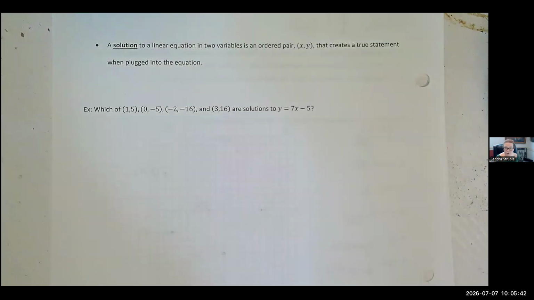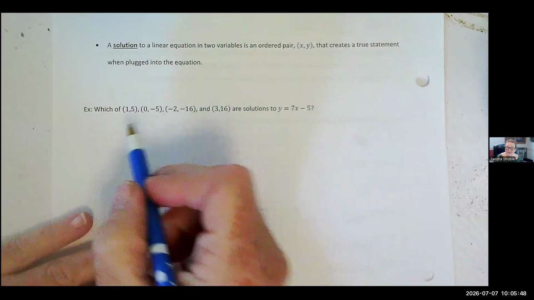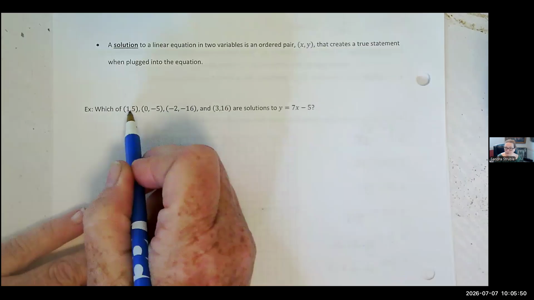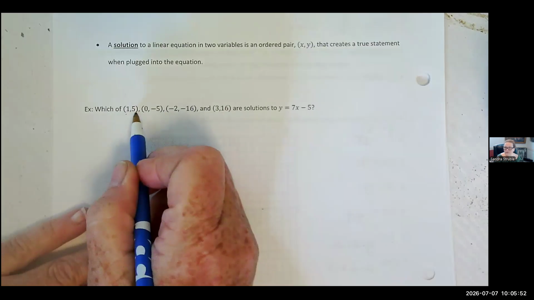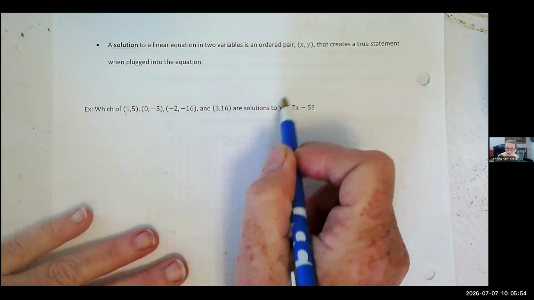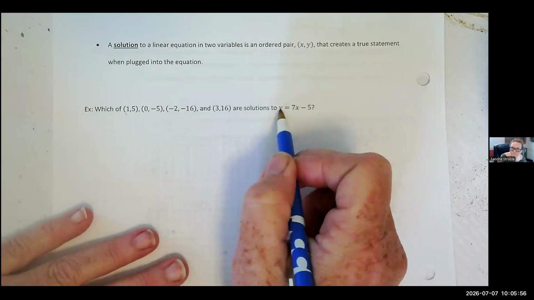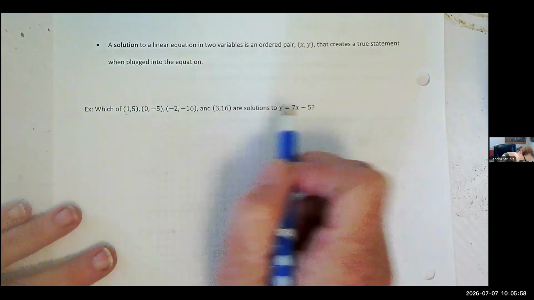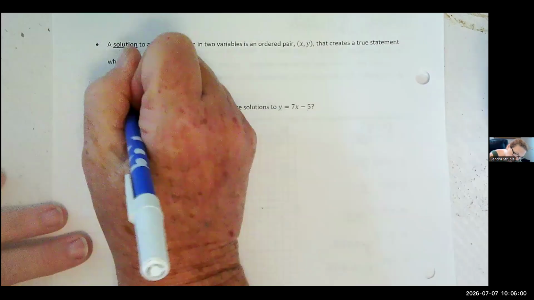This is not new. We're just adding new words because now we know that 1, 5 is a representation of x and y, and over here in our solutions is trying to see if it's a solution for this here. We've done this plug and chug before. So we need to remember this is x and y in these ordered pairs.